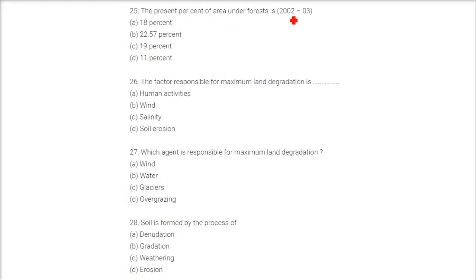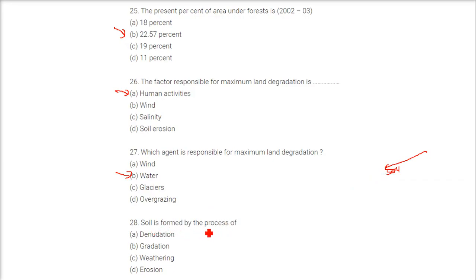The present percent of area under forests, we just talked about this, answer is B, 22.57%. The factor responsible for maximum land degradation is human activities. Which agent is responsible for maximum land degradation? The answer is water. Wherever water goes, it has speed and it has the ability to attract the soil, and then it takes the soil with itself. That is soil erosion it causes.